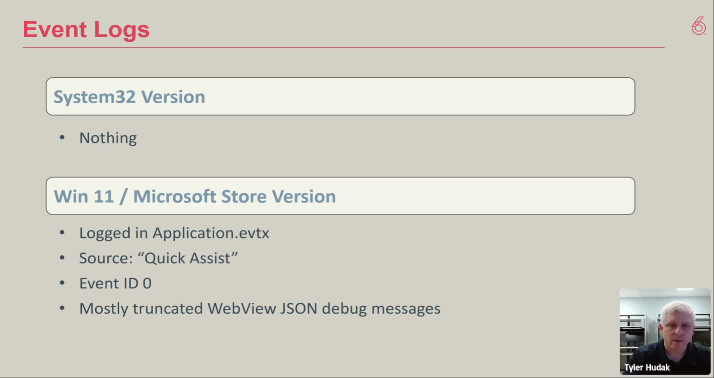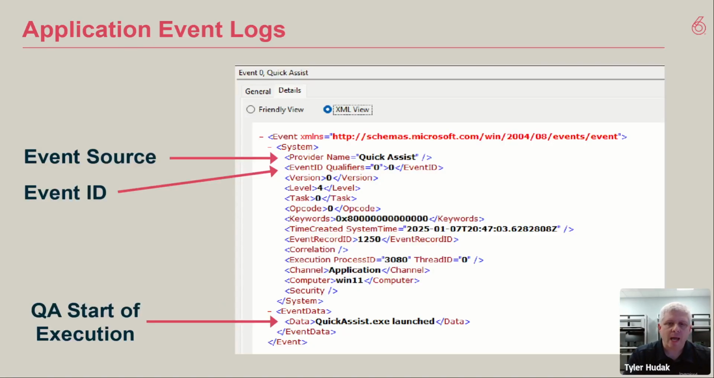All right. So the application event logs, if you open up Event Viewer, or if you have an event log analysis tool of choice, this is what you are going to see. Again, these are going to be in the application event logs. The event source is Quick Assist, and the event ID will be 0. Again, this is only for the Windows app version. The System32 version logs nothing, absolutely nothing.